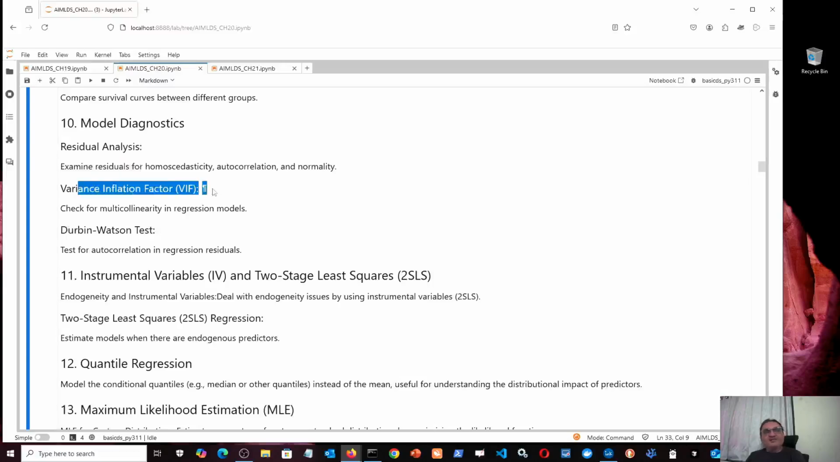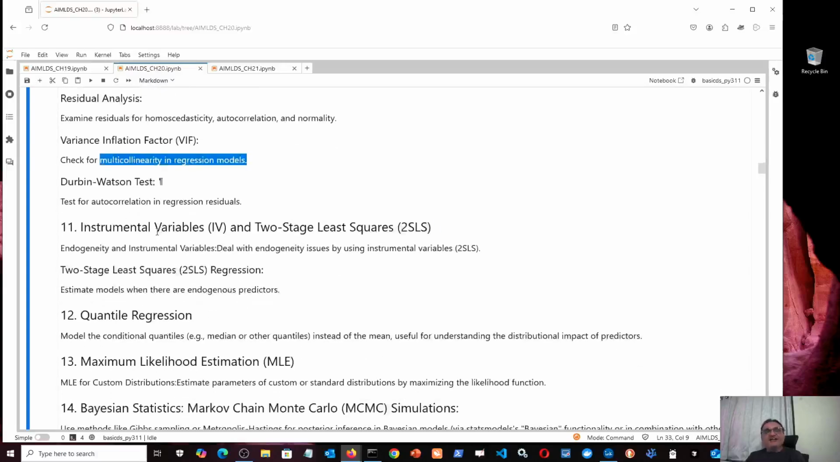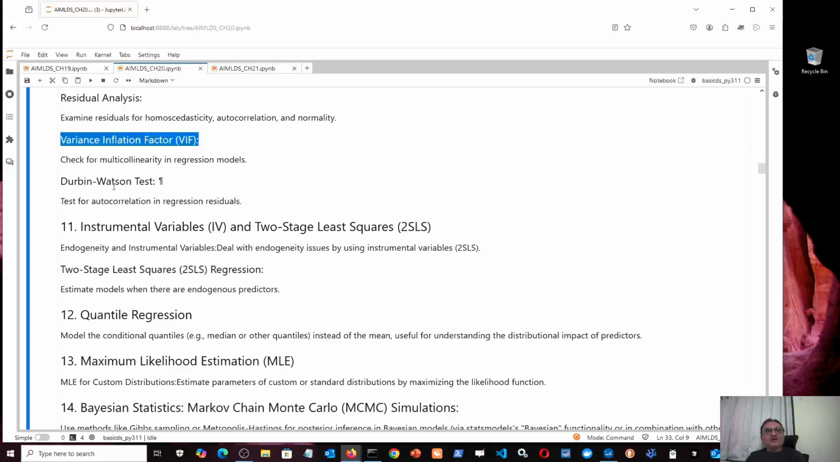Then variance inflation factor, VIF. Now we will do a detailed discussion on this variance inflation factor, because it is required for checking multicollinearity in a regression model. Multicollinearity is what we are going to discuss in detail, because that is one very important problem with machine learning models, and you have to ensure that the modeling process does not allow multicollinearity to creep in. So at that time we will do this VIF analysis.